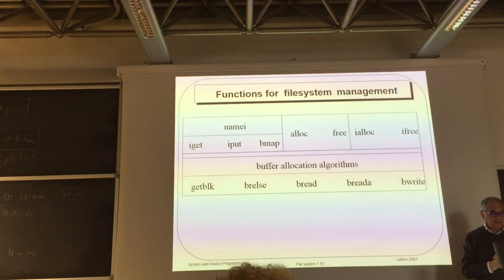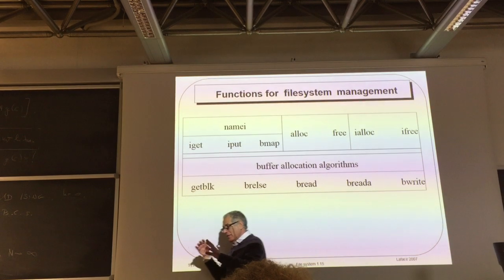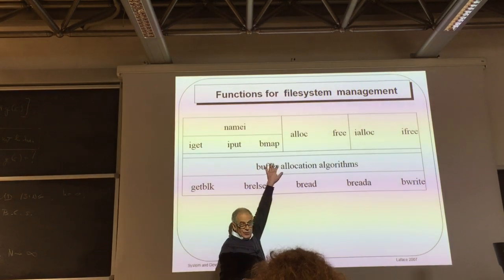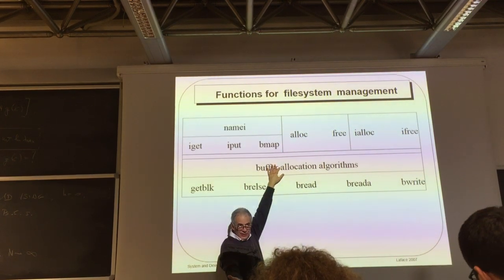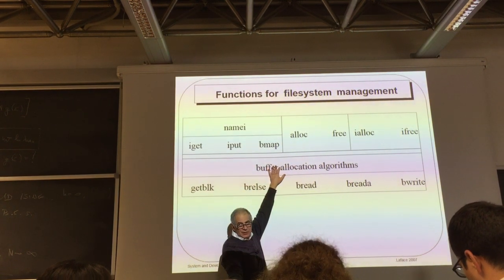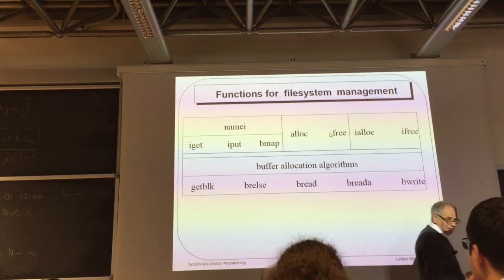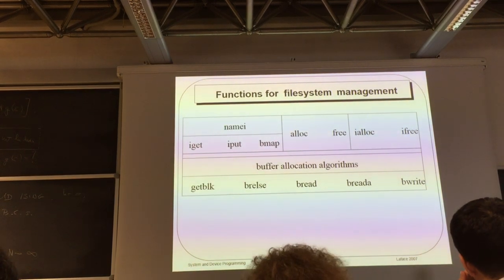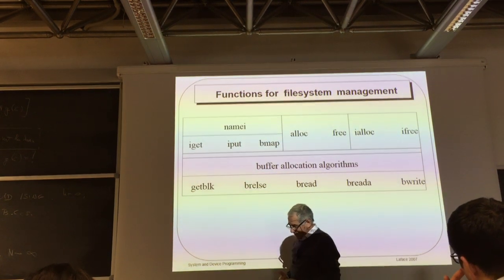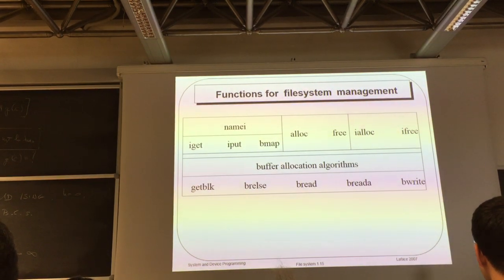Bmap is the function that is used by namei. Namei maps the name to its corresponding inode using bmap. Bmap is able to map a logical offset to a physical offset in a block. So say offset 100,000, in which block is it? This is done by bmap. Then alloc is for allocating new data blocks, and free to remove. ialloc is to allocate and ifree to remove the inodes.